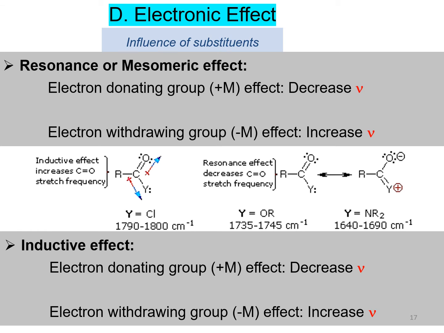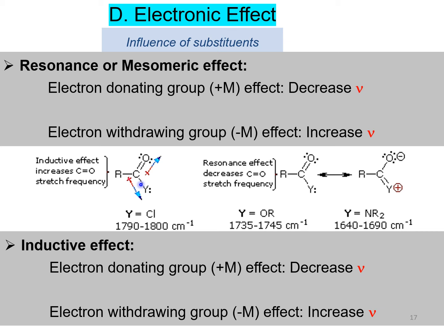Now the most important one, the electronic effect. One is the resonance or mesomeric effect, and the next one is the inductive effect. The electron donating group decreases the frequency, and the electron withdrawing group increases the frequency. Here in the example, the inductive effect increases the C double bond O frequency.